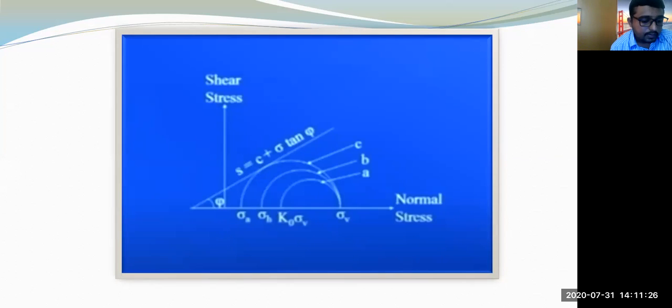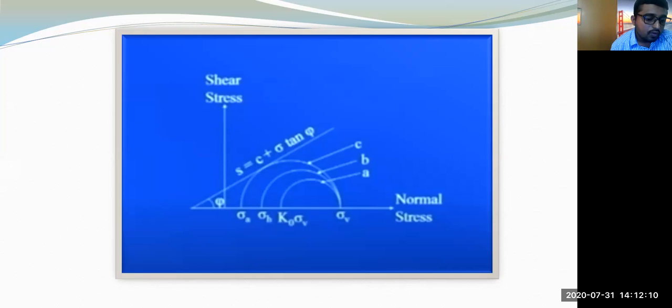At any particular depth, sigma v is the vertical stress. Let the wall start moving gradually. For the first case, if the wall is at rest, the horizontal stress will simply be the vertical stress at that particular depth multiplied by K naught. This smallest circle corresponds to the Mohr circle at point A, the at rest condition, where the wall is not moving at all.